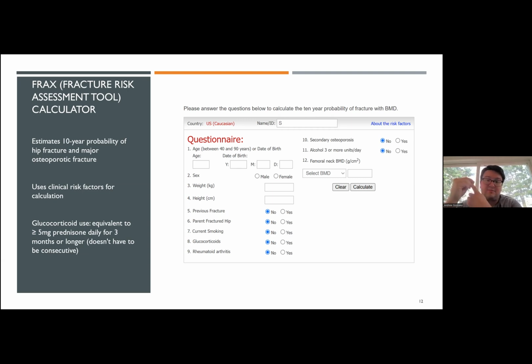Secondary causes of osteoporosis, which we'll get into, alcohol use more than 3 drinks a day, and the last part is going to be the femoral neck bone mineral density, which we'll get into more when we talk about what screening modality we actually use.